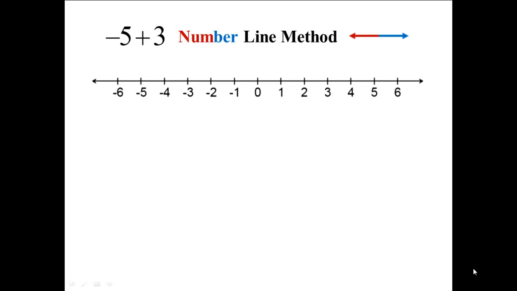We will add the numbers negative 5 plus 3 using the number line method. The negative 5 indicates where we will start on our number line. We are going to add 3, so we will move to the right 3 places. 1, 2, 3. So our answer is negative 2. Negative 5 plus 3 is equal to negative 2.